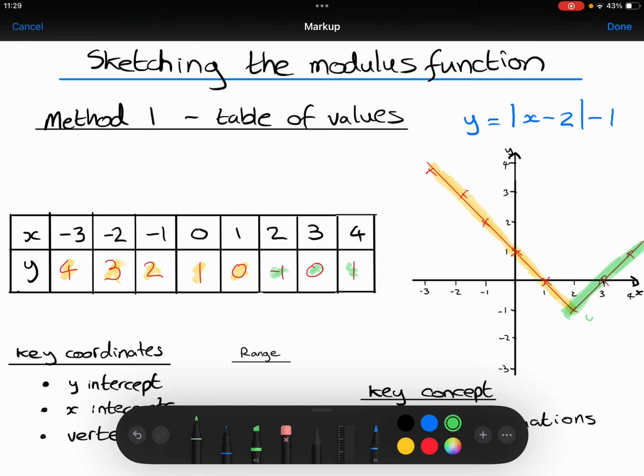The green part of this graph was where the modulus didn't do anything. So that's just x minus 2 minus 1, which is x minus 3. So it has a positive gradient. We can see here it's got a positive gradient of 1. It's got a negative y-intercept of 3 there, because if I did continue this line, it would intersect at -3.